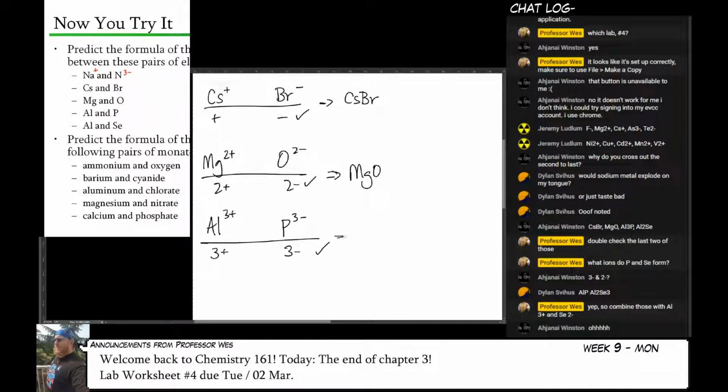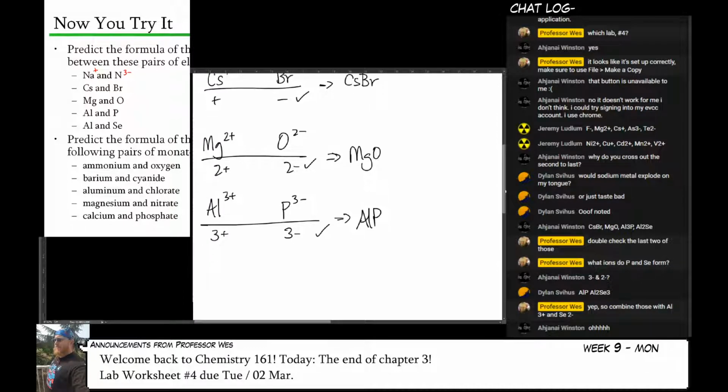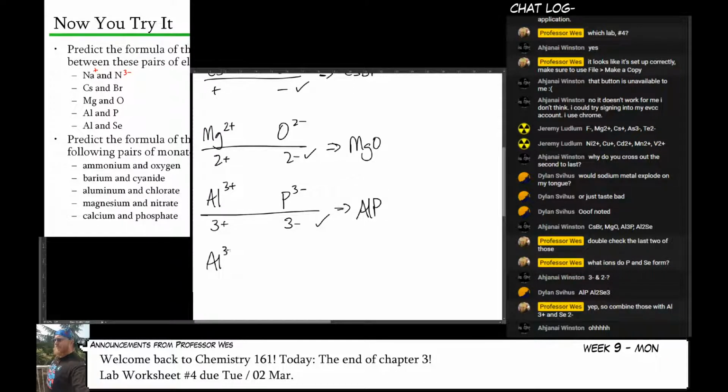So those balance out for the first 3. There we go. So those balance out. That's great. But then what happens if we get 2 ions that don't have the same charge in them?